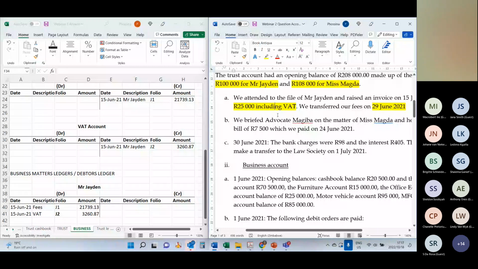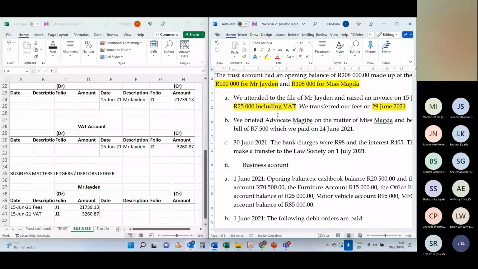It's not 3750. The reason why it's not 3750 is that we are not calculating it that way. If we were told that 25,000 excludes VAT, then we were going to add VAT to our client, because if we add 3750, then it's going to be more.